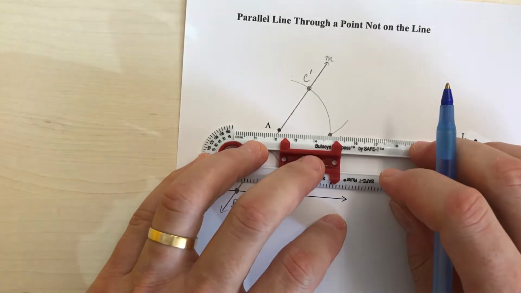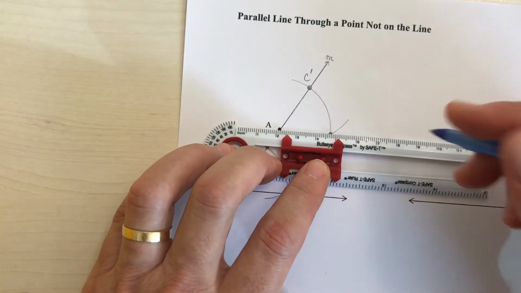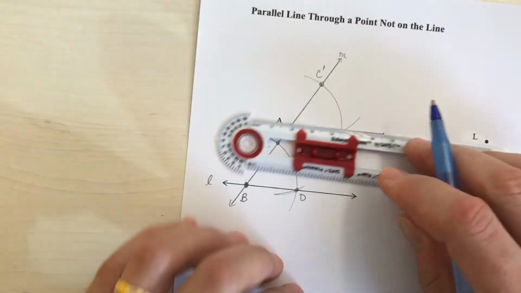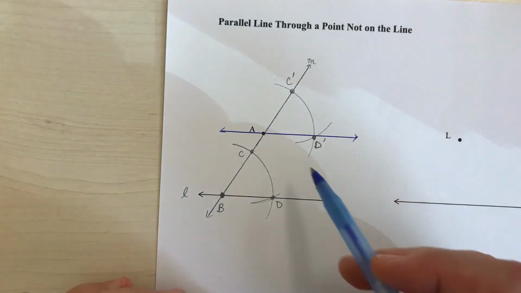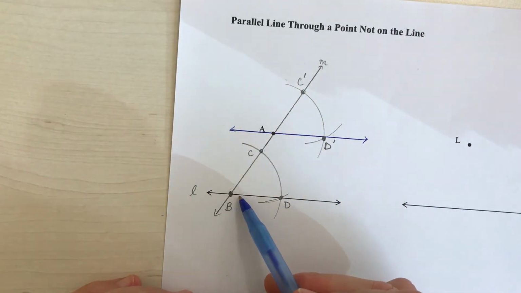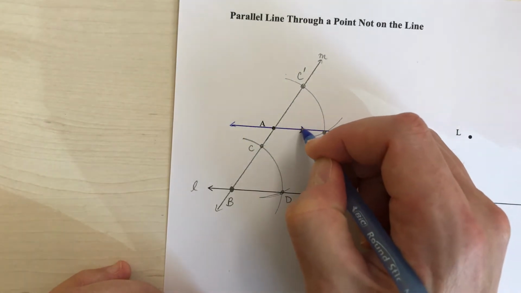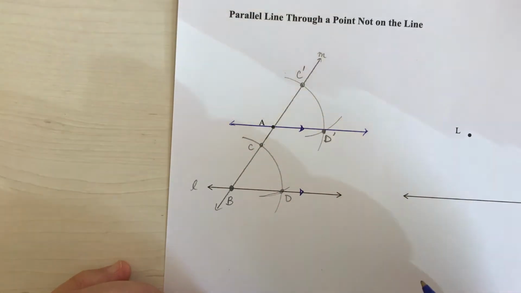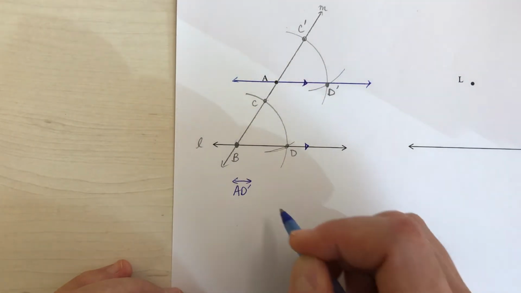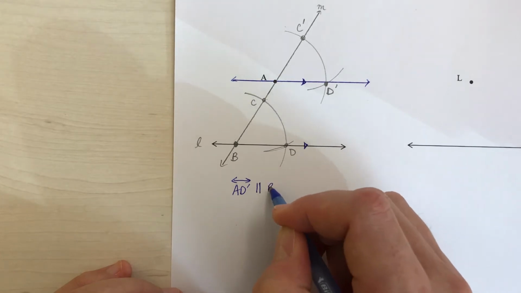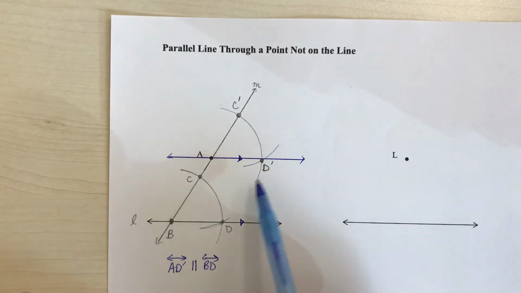If I connect A to D prime, let me try to be accurate here. Does line AD prime look parallel to line BD? I think it is, actually. That looks pretty good. I'm going to put those little parallel marks on there. So I can say line AD prime is parallel to line BD. Okay, so I just constructed a parallel line by doing that.